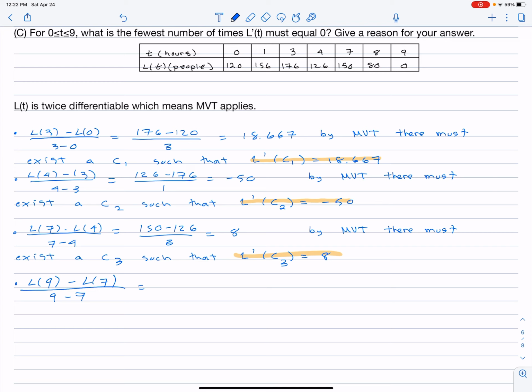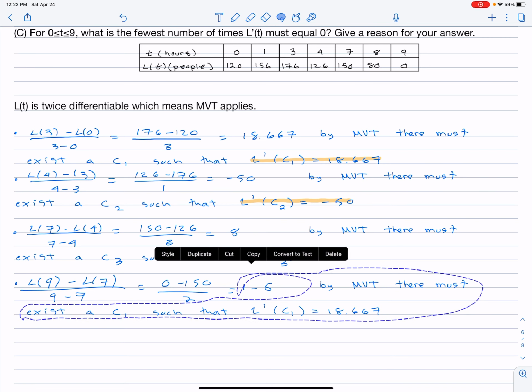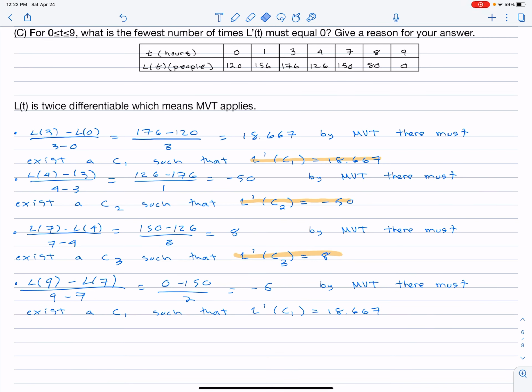That equals 0 minus 150 over 2, which is negative 75, right? So again, by MVT, the good stuff occurs. Okay? I'll get rid of that little 1 there. So by MVT, there must exist another C. Which one are we on now? C4? Such that, let me clean that up a little bit. So there must be where it equals negative 5.